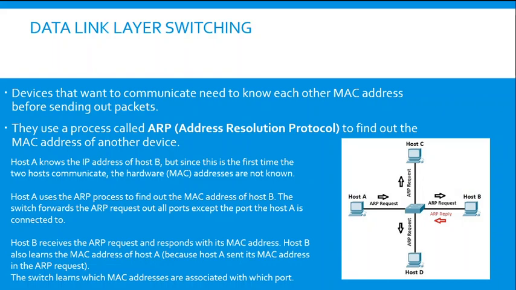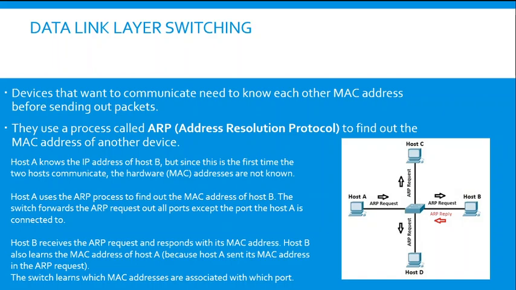As you can see from the demonstration, from different hosts, when they send the ARP, the devices that want to communicate need to know each other's MAC addresses before sending out packets. They use the ARP protocol, Address Resolution Protocol, to find out the MAC address of another device. Host A knows the IP address of host B, but since it is the first time the two hosts communicate, the MAC address is not known. Host A uses the ARP process to find out the MAC address of host B.